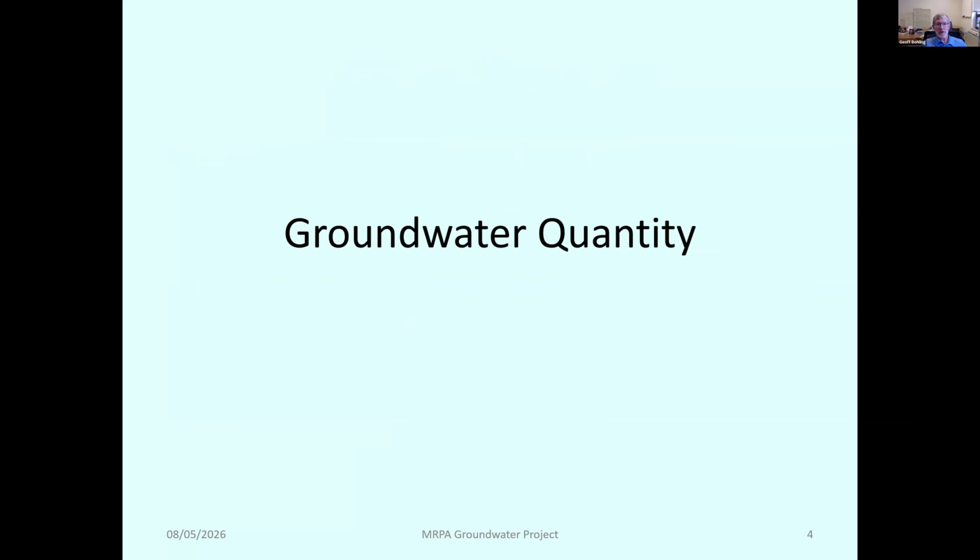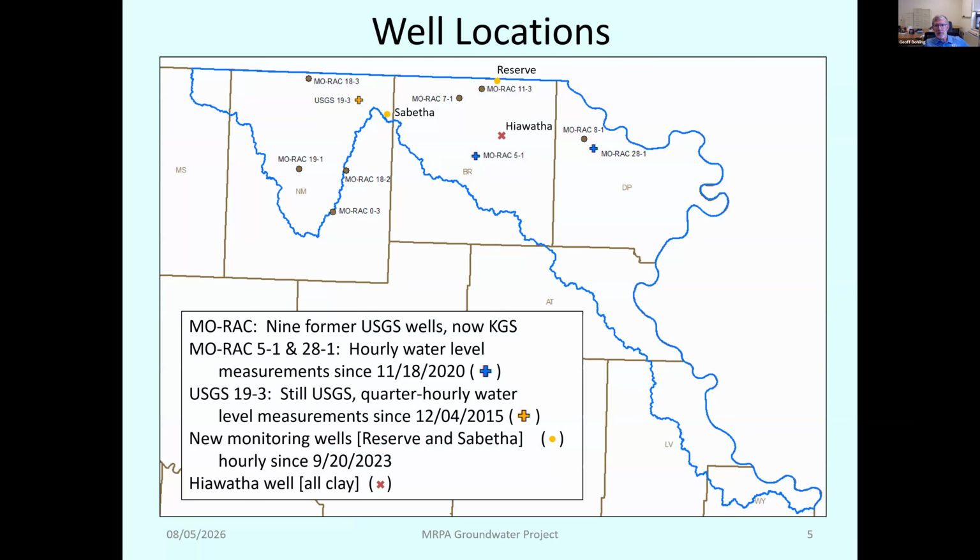So on the groundwater quantity side, first I'll start out with the map of the well locations. So this essentially is our network. So these wells labeled MORAC.